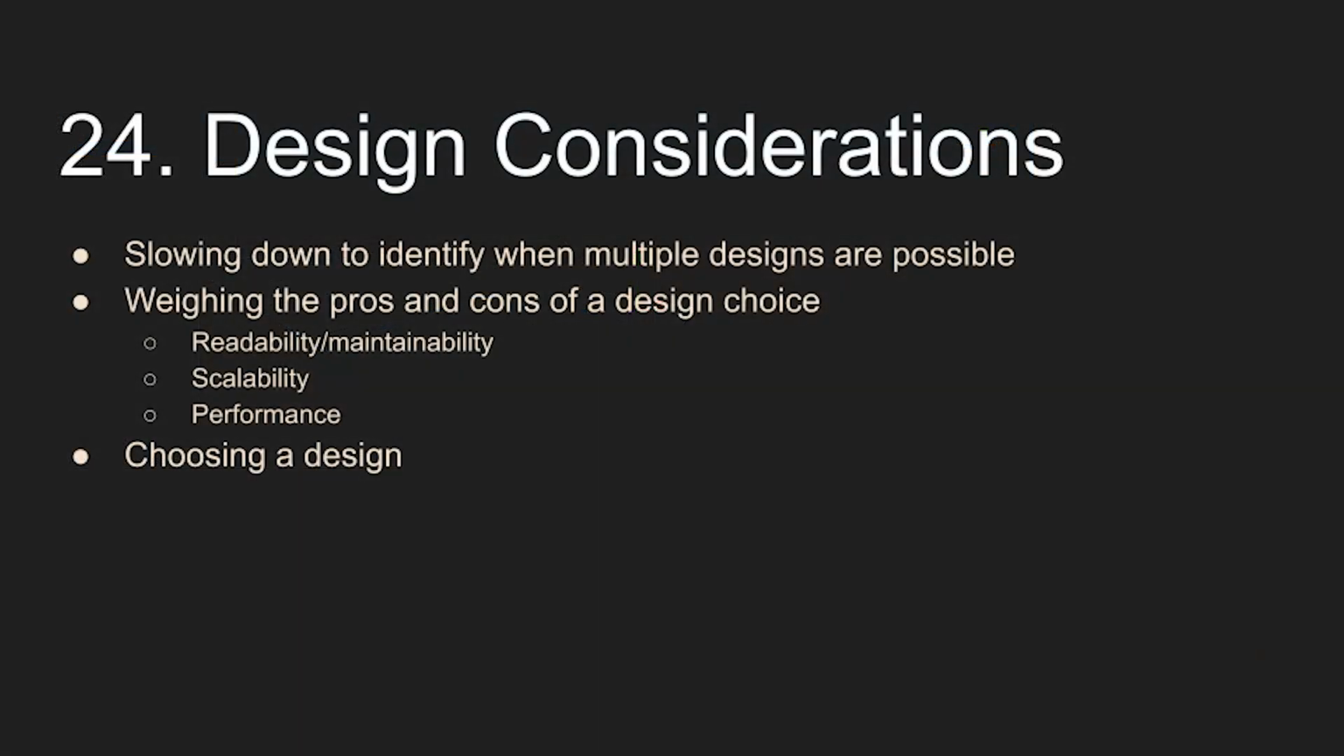So what we're going to talk about in this video is the importance of slowing down to recognize when multiple designs are possible. We'll talk about weighing the pros and cons of different design choices, including how readable or maintainable the code is, how scalable and how performant code is, and then also choosing a design.